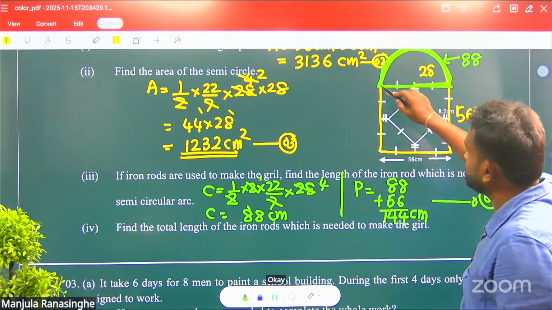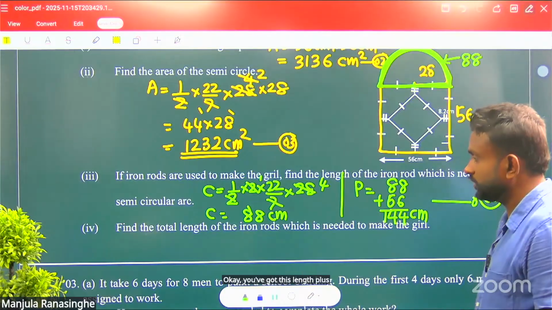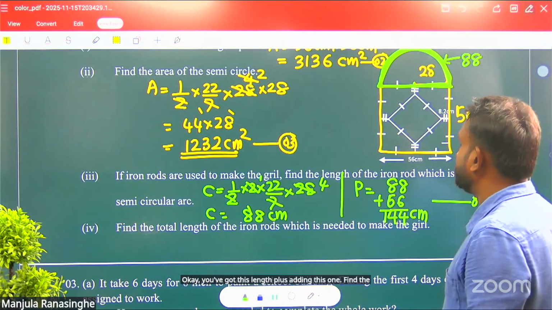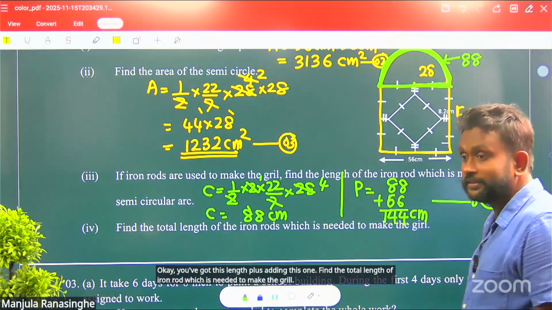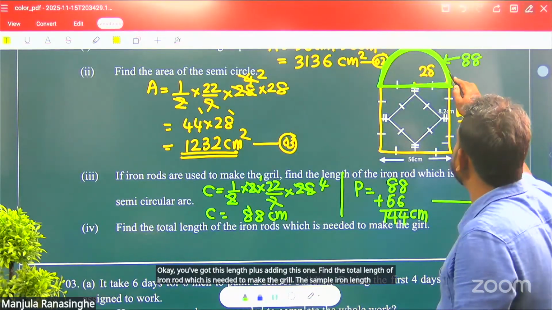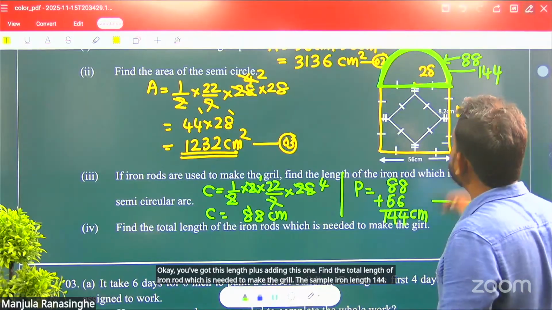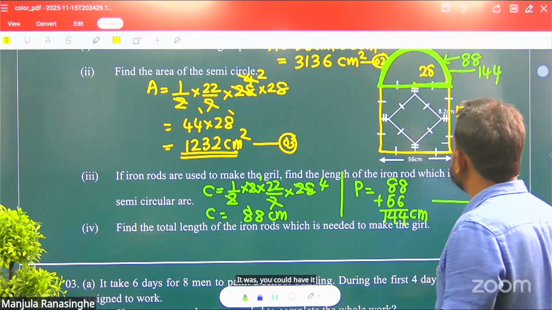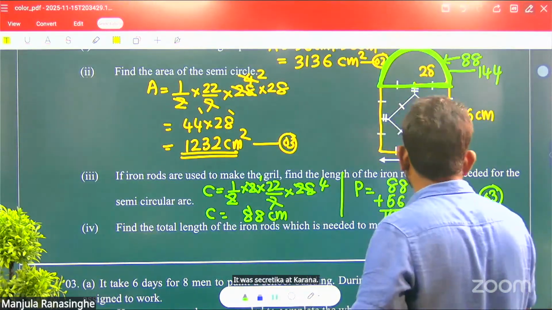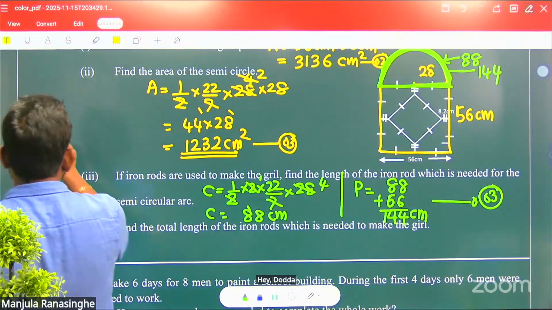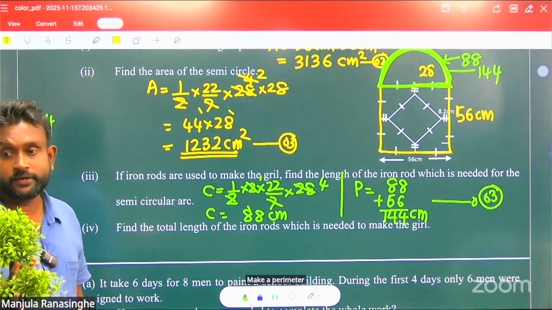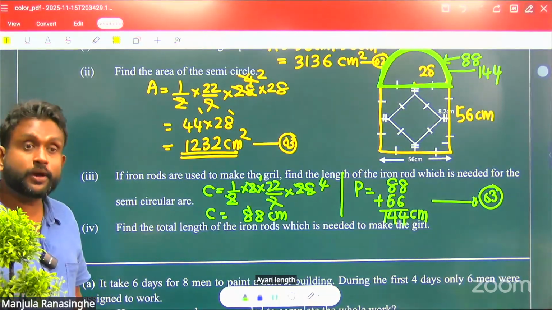Okay, you got this length plus adding this one. Find the total length of iron rod which is needed to make the grill. The total iron length is asked. Now how much did we get here? 144. Then add the parts that are not yet covered. You write 144 here. For the grill, this is not the perimeter, it is the iron length. So all the lines you are adding.